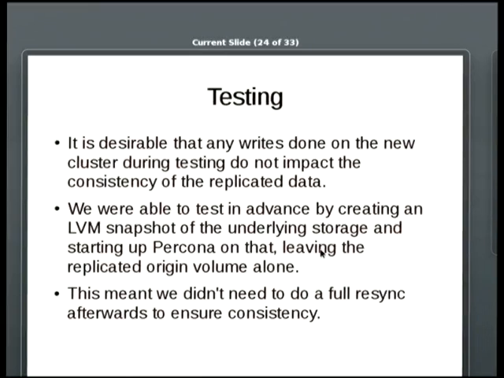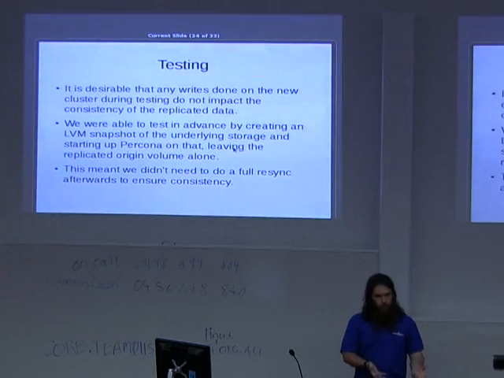What we did to test was leave the volume, which happened to be on LVM, that DRBD was writing to well alone, snapshot that, and start up Percona on the snapshot. And then, of course, once you're done testing Percona and you know everything works, you just throw the snapshot away and your origin volume's untouched, and you know that it's still consistent.